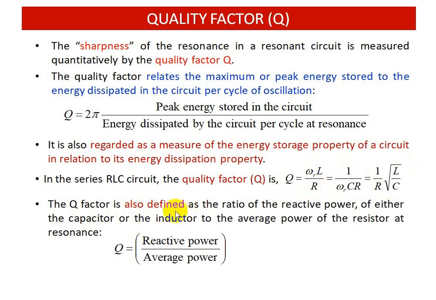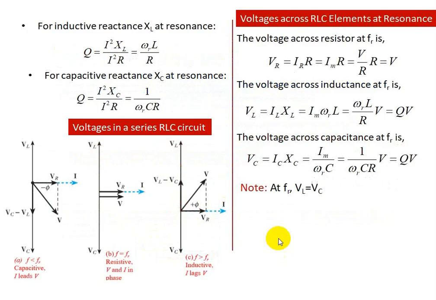Also, the Q factor is defined as the ratio of reactive power of either capacitor or inductor to the average power of the resistor at resonance. For example, for inductive reactance XL at resonance, the Q factor is given by reactive power of inductance divided by real power of resistor, that is I square XL by I square R. I square gets cancelled, so we get XL by R. XL is nothing but omega R into L, so the quality factor is omega R L by R.